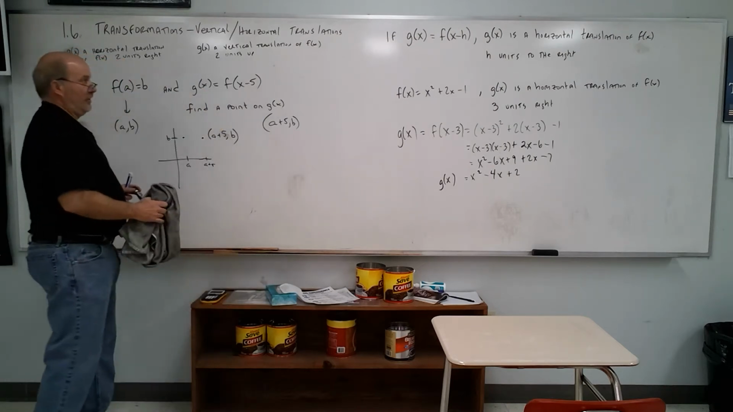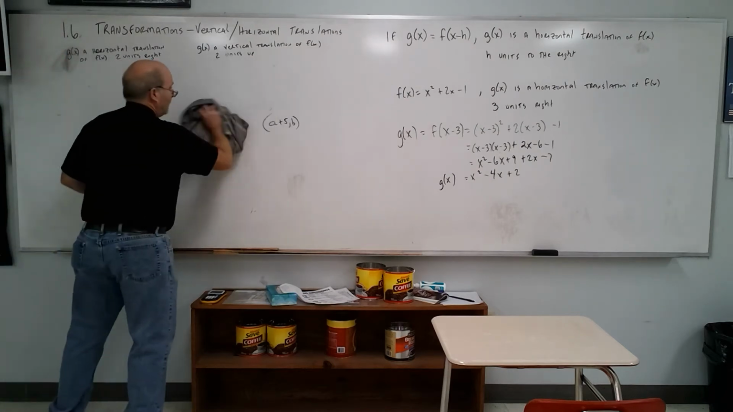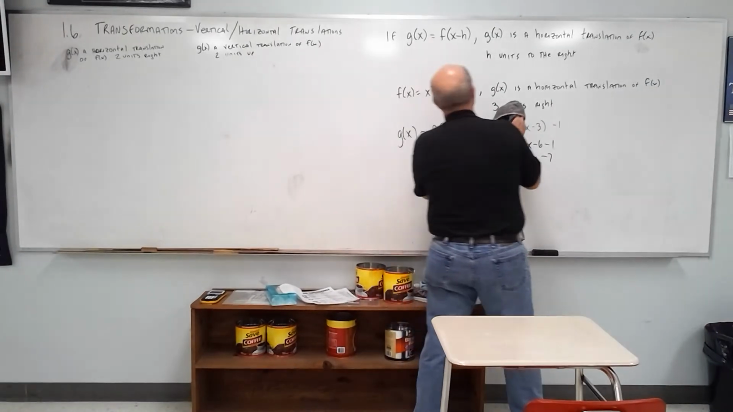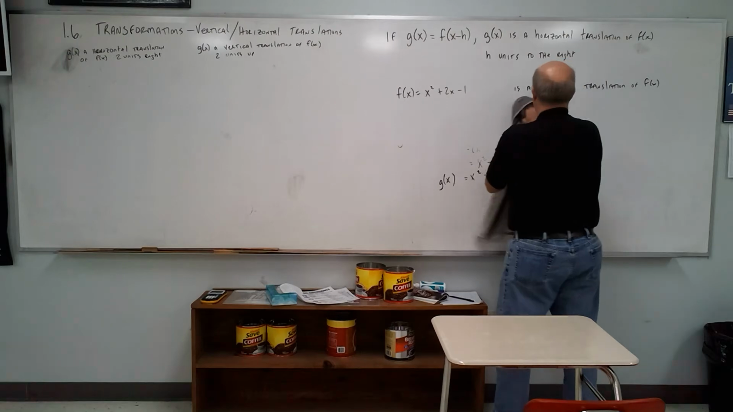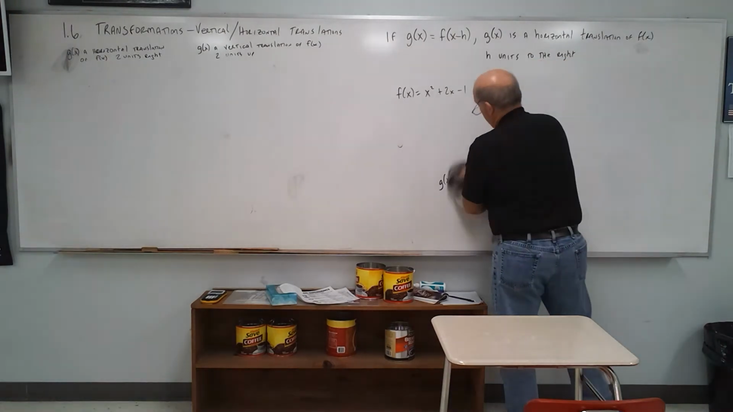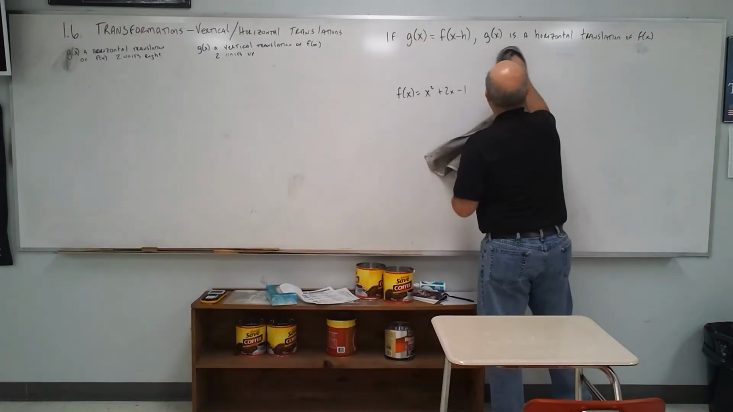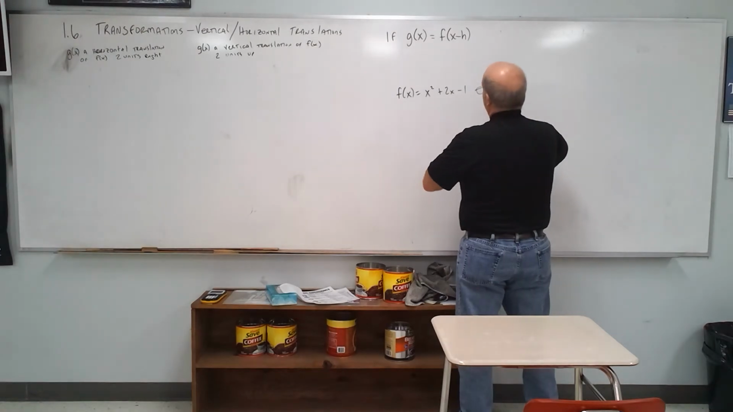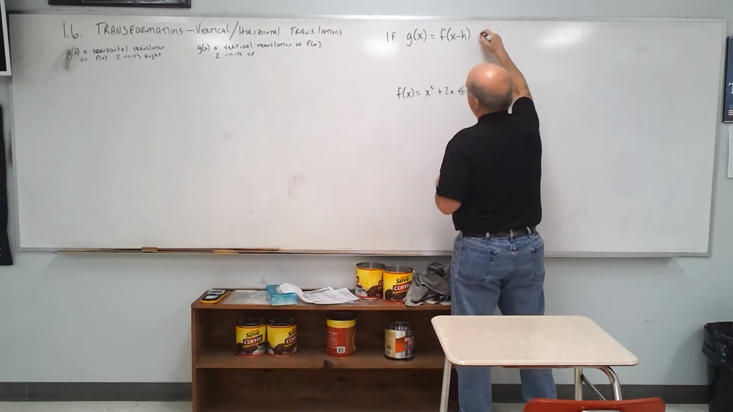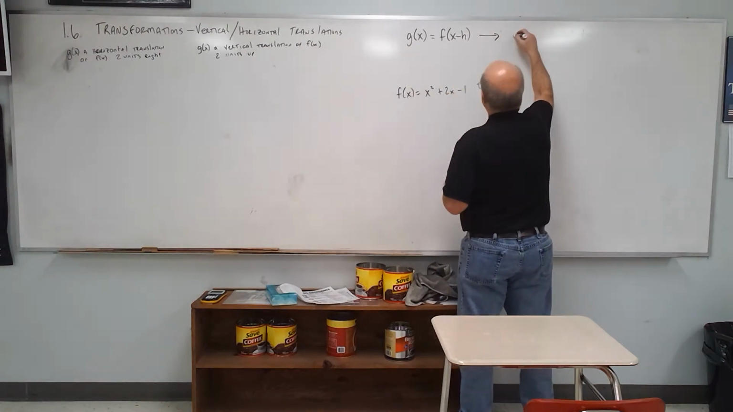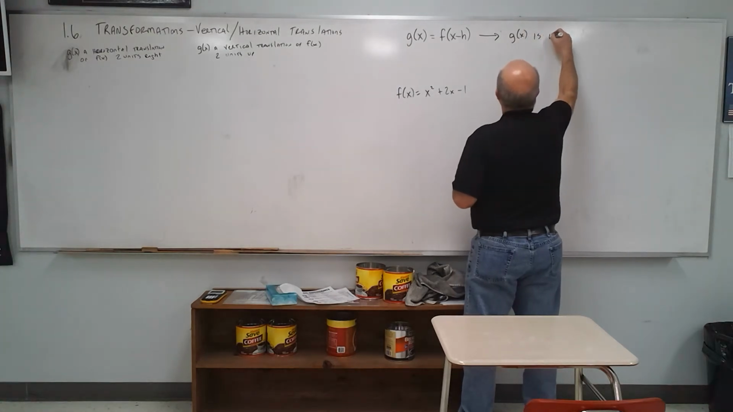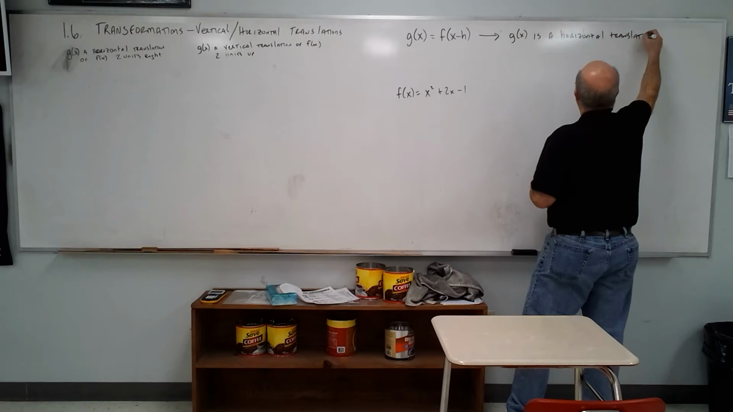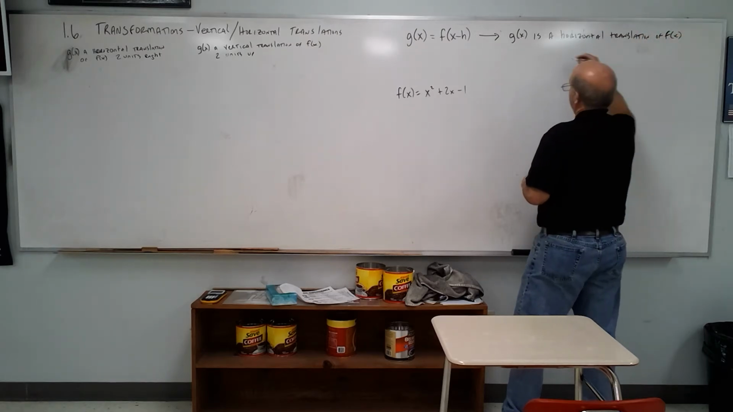So now that we've done translations to the right, it should probably make sense to you that we will do translations to the left. We use the same function here. First, instead of writing out a big long sentence every time, I'm going to kind of abbreviate this note. So we're going to say, when g of x equals f of x minus h, g of x is a horizontal translation of f of x, h units right.